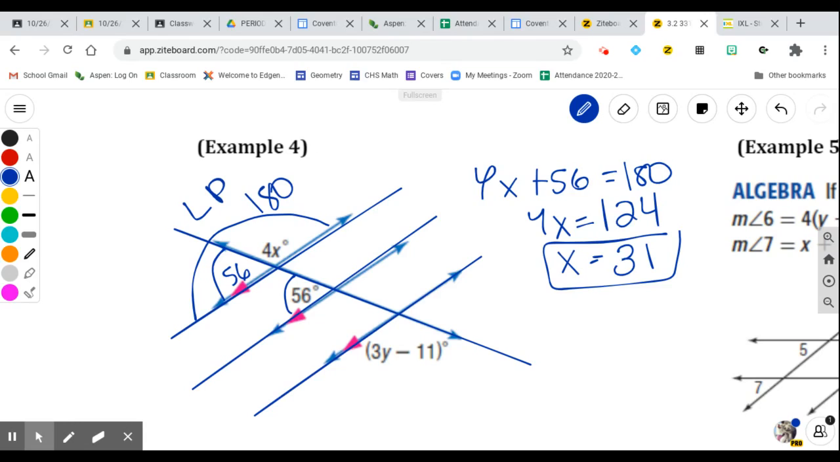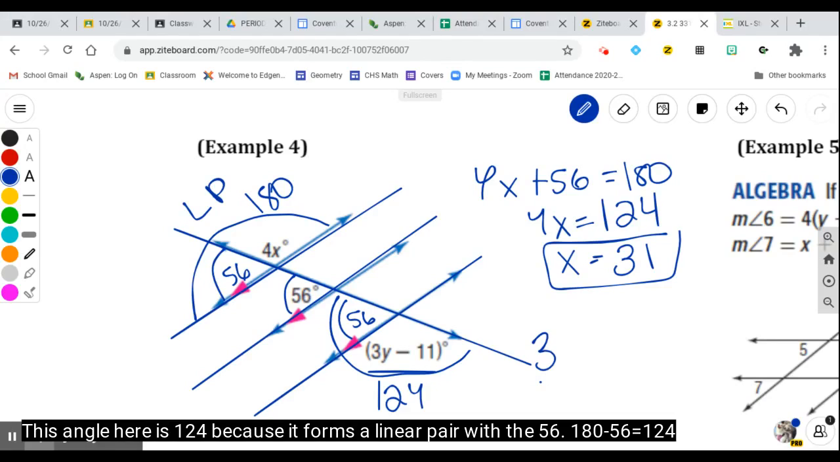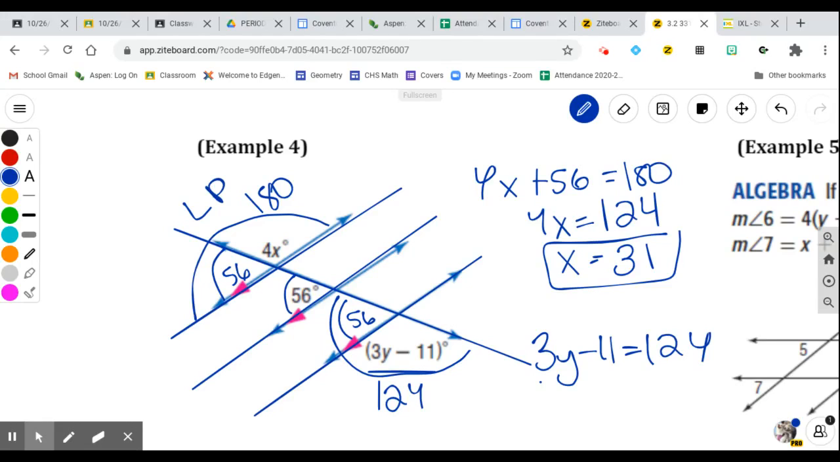And then to get y, notice that we could do a couple different things. This one right here is 56. Okay, so 3y minus 11 equals 124. Add 11 to both sides, we get 3y equals 135. And now if we do 135 divided by 3, we get 45.